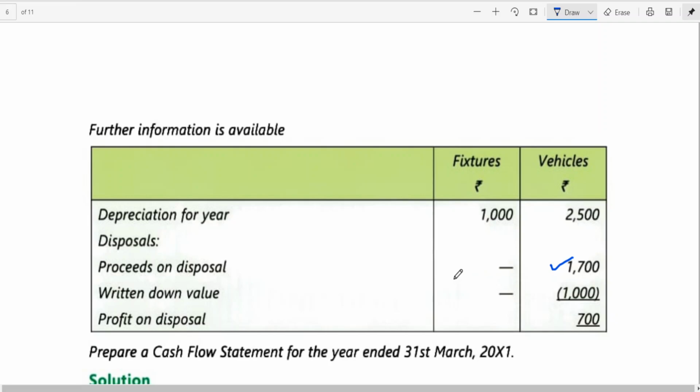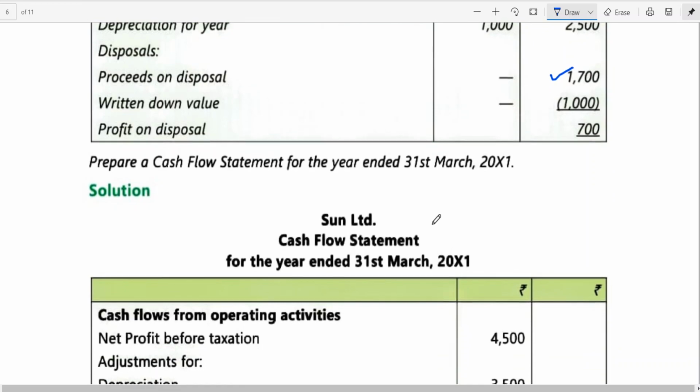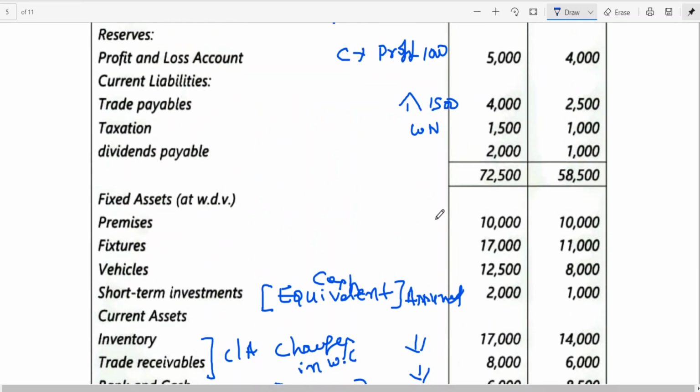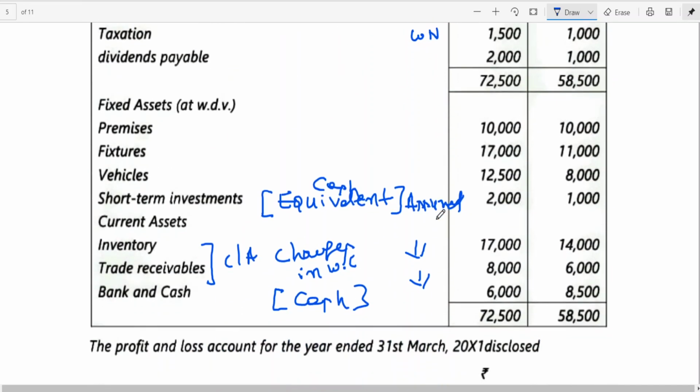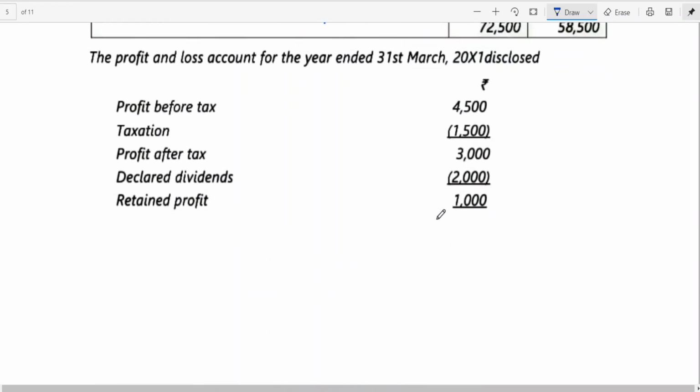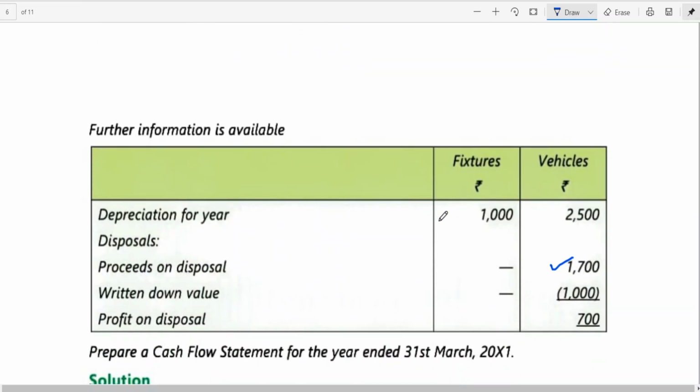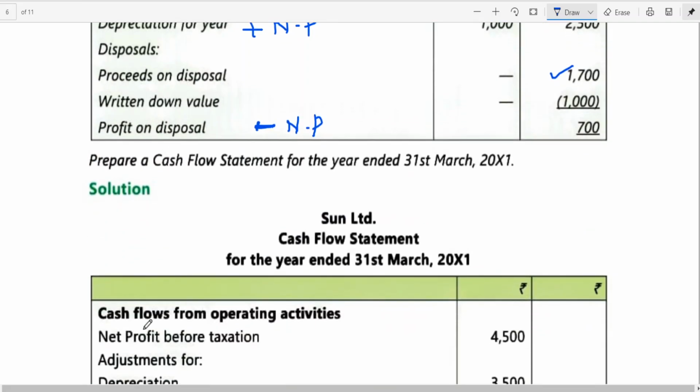Then they are asking you to prepare a cash flow statement for the year ended 31st March 2011. As I told you, you should start with net profit. Now the question is, sir, what are the things we need to adjust? Depreciation has been provided, depreciation for the year 1000 plus 2500. This depreciation is to be added to net profit to find out cash generated from operating activities. Similarly, profit on disposal is to be deducted from net profit. Am I right? These three things are clear to you.